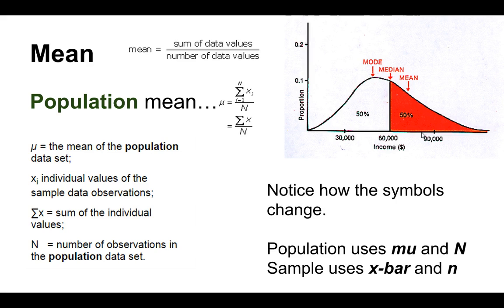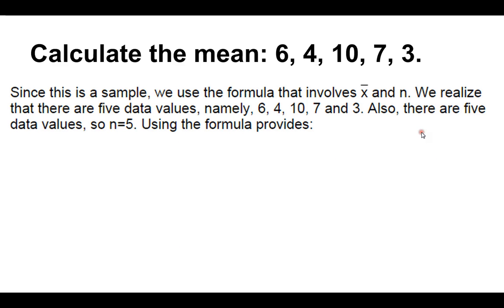So, I'd like you to notice how the symbols change. When we're dealing with population, we're using the Greek letter mu, and we're using capital N. When we're working with samples, we use x bar, and we use lowercase n. Essentially, they're the same. However, there are subtle differences, and these differences are especially important when it comes to doing standard deviation. We'll learn about that in a lesson or two.